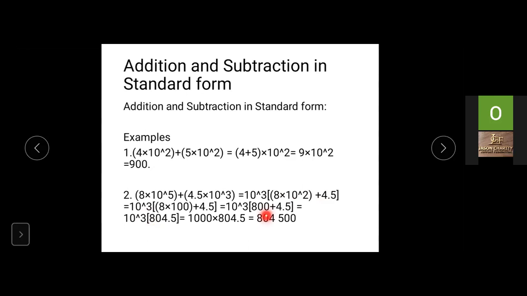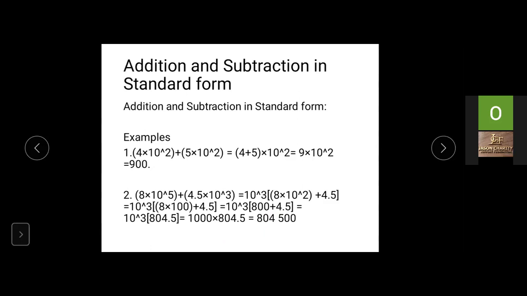So we have 10 raised to the power of 3 times 804.5. 10 raised to the power of 3 is 1,000. So this gives us 1,000 times 804.5, which is 804,500. Or you leave your answer in standard form, depending on how you are asked to leave your answer.